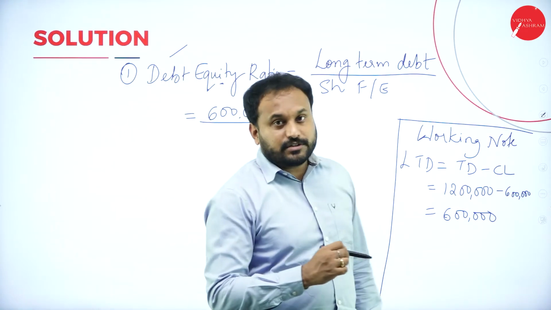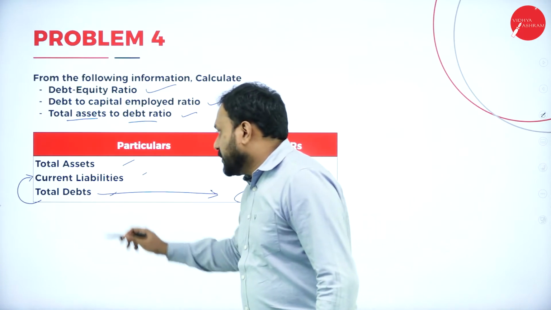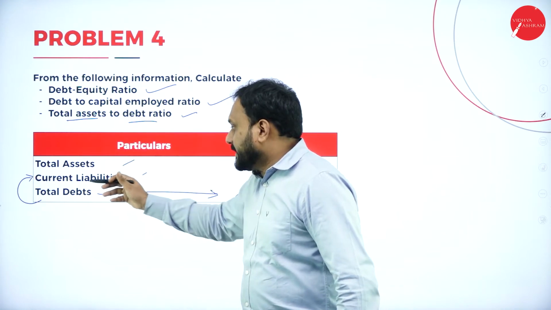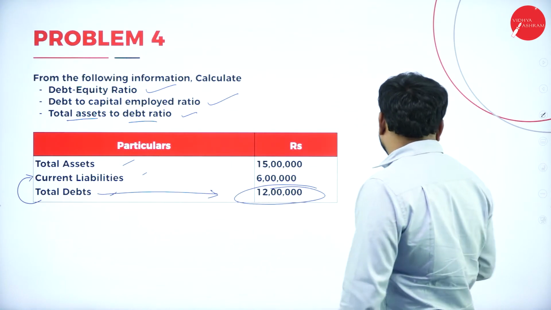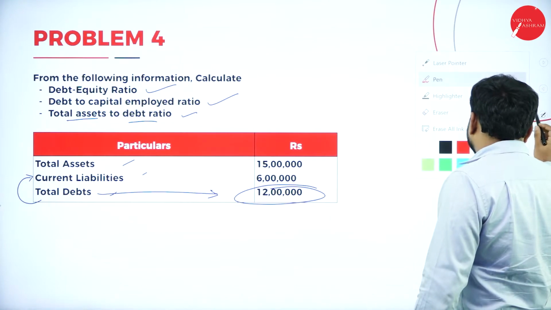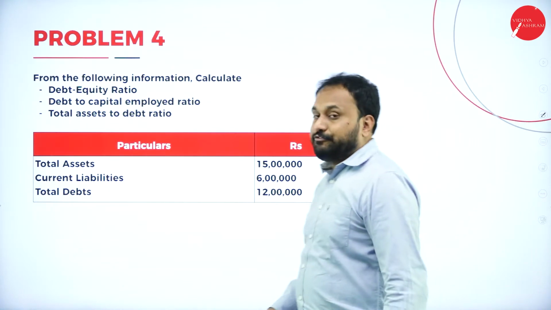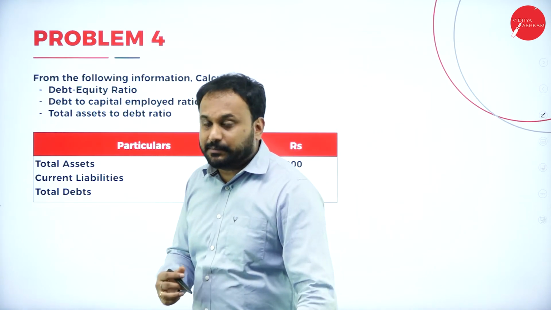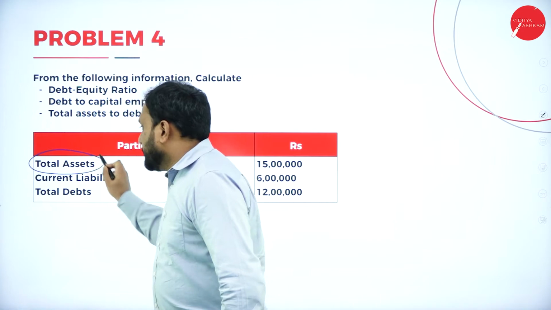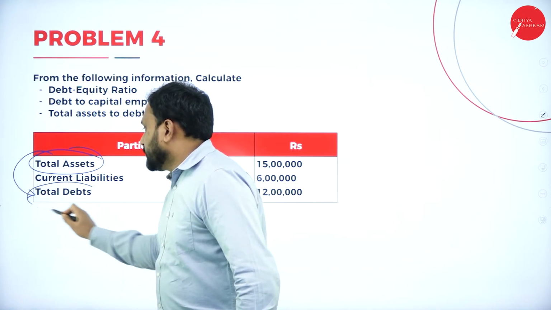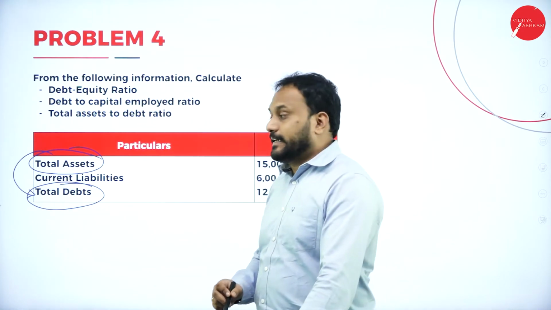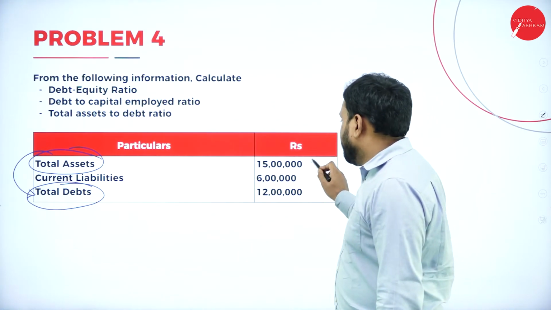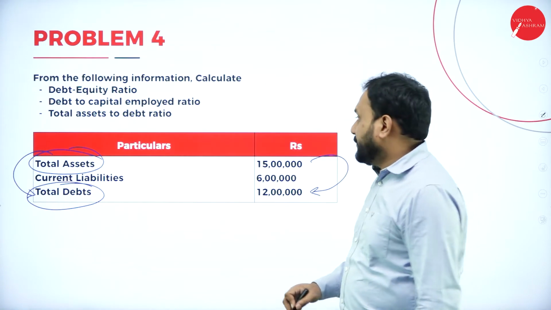Now understand, where is this shareholders fund? You have nothing here, no reserve, no surplus, only total asset, current liability, total debt. Now let me erase this for you people. Now understand, whenever only this kind of information is given, how to find shareholders fund is very simple. Total asset minus total debt. That will give you your shareholders fund. That means 15 lakh minus 12 lakh.